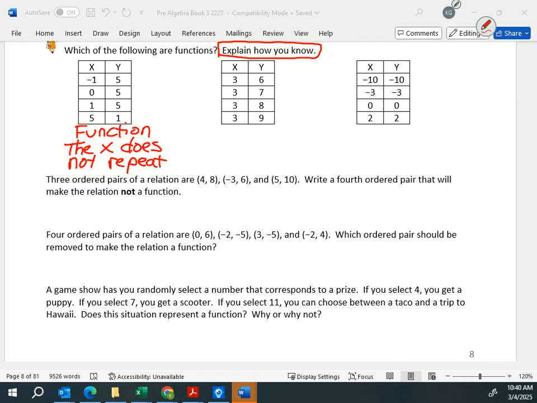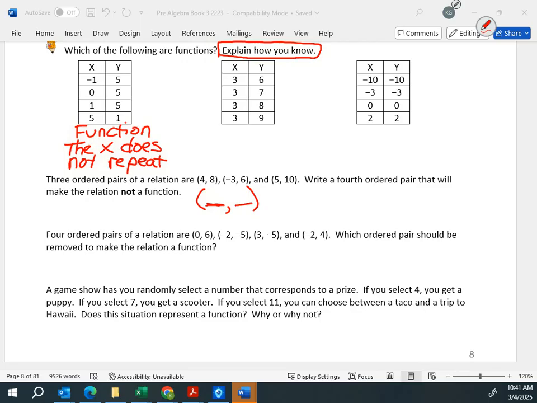3 ordered pairs of relation are (4, 8), (-3, 6), and (5, 10). Write a 4th ordered pair that will make the relation not a function. So think to yourself, what do I need to put for an x? Because we're limited, what do I put for the x that would make it not a function? You're going to do it yourself, think it through. What do I have to put for the x, and then what can I put for the y?